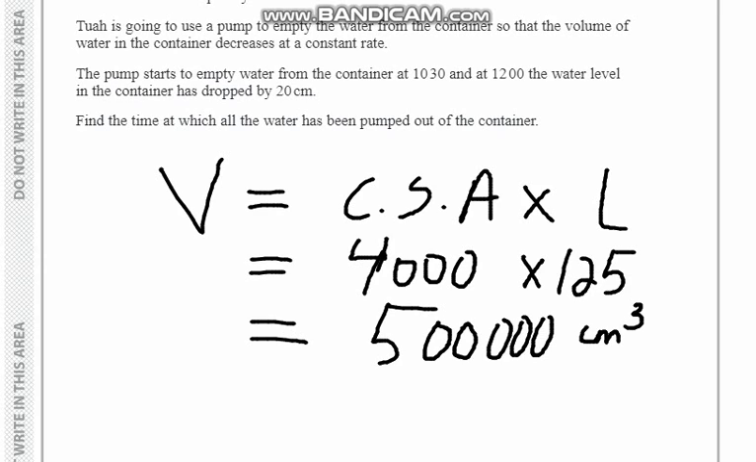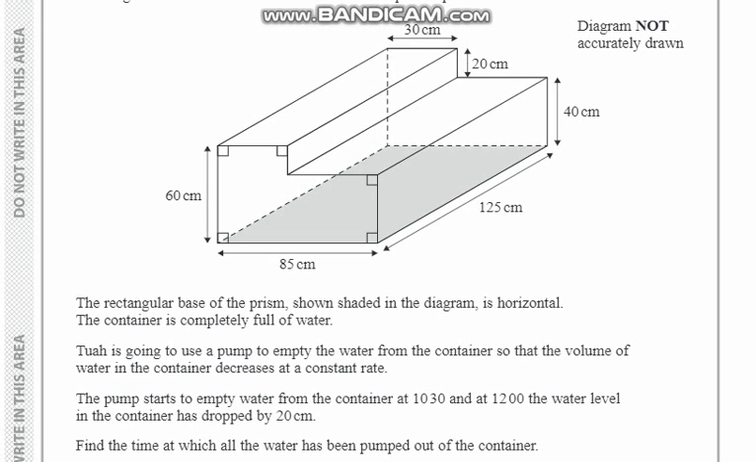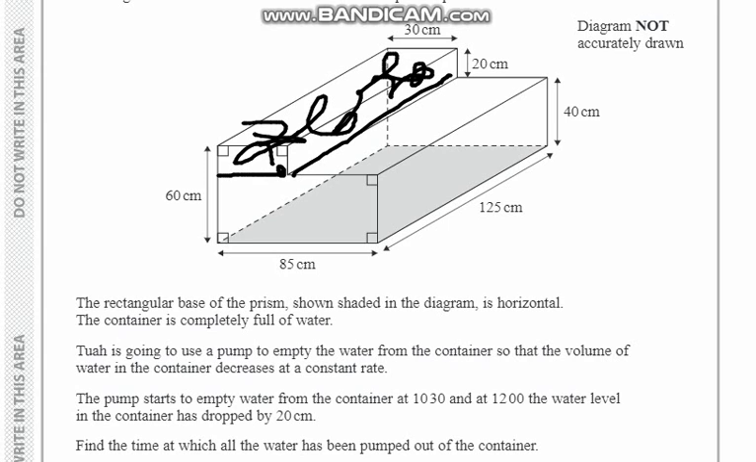Now going back to the diagram, they say in the question that the pump starts to empty water from the container from the top, from here, at 10:30, and at 12 the water level of the container has dropped 20 centimeters. So it has dropped from here; all this water has gone. One more piece of information: this length here is 125. So we can find the volume of this area, and then we can find out how much water was pumped out from the whole.